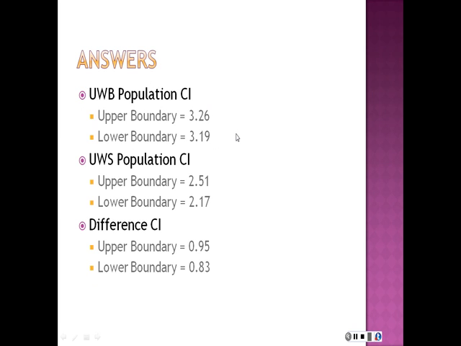For UW Seattle students, the upper boundary is 2.51, lower boundary 2.17. And we have a difference here, so the average difference in UW stat students and UW Seattle stat students is 0.95 and 0.83 for the upper and lower boundaries respectively. So use these as practice problems and go ahead and calculate the confidence intervals.